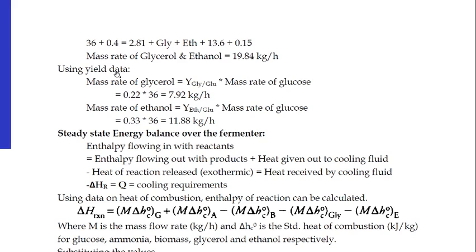It's already available in the form of yield data. Using yield, the meaning of yield is that per gram of glucose this much glycerol is produced, but the glucose fed is 36 kg per hour, right? So for 36 kg per hour, how much is being produced? You can calculate, that is 7.92 kg per hour for glycerol. Ethanol is 11.88 kg per hour. If you add the two, roughly it will be 19.84. Maybe because of decimal accuracy you get a slight difference. When you add these two, it will be 19.84 kg per hour. So our mass balance is solved.